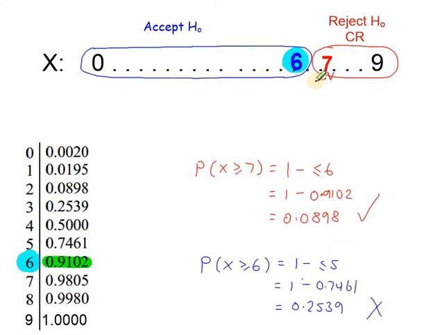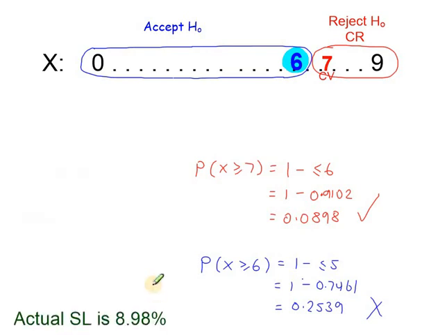And just to show that 6 was not the critical value, if we do P(X greater than or equal to 6), the probability is more than 10%, it doesn't work. And it's good practice to show both of these to make it clear to the examiner why you've chosen 7 as your critical value and not 6. The actual significance level is the probability of the critical region, P(X greater than or equal to 7). We have that worked out here already, and as a percentage it's 8.98%.